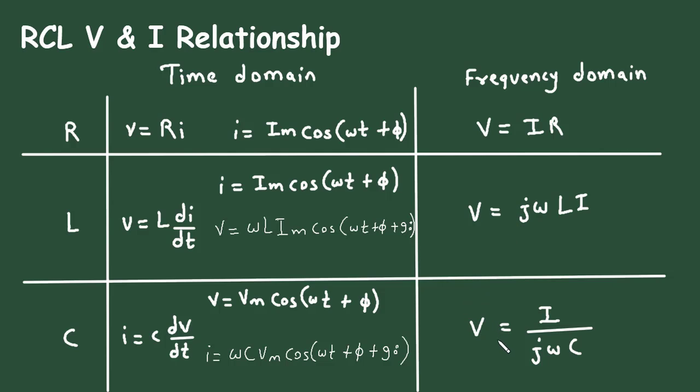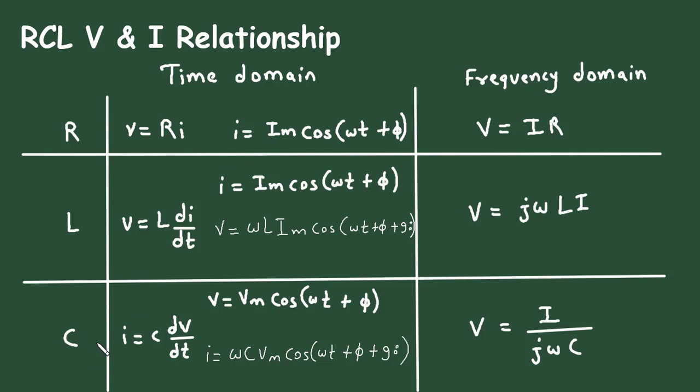For the capacitor, here we can see V is equal to I divided by j omega C. Now if we take this 1 by j, it will be minus j. That means it represents voltage lags current by 90 degrees, or we can say current leads voltage by 90 degrees. Now let's go to the capacitor for time domain format.